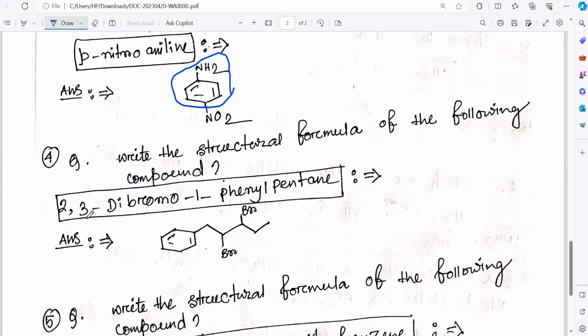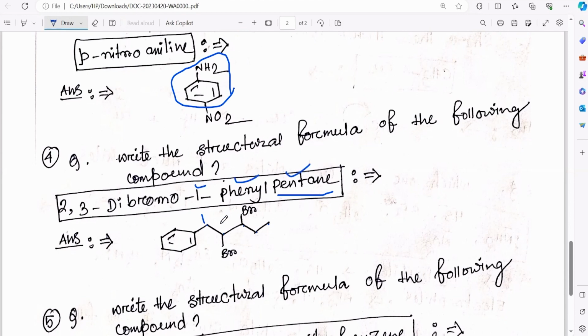Now they are asking to write down the structural formula of the following compound, that is 2,3-dibromo-1-phenylpentane. So first we'll draw the pentane. This is the alkane moiety, pent means 5 carbons. So 1, 2, 3, 4, 5. Now they are asking for one phenyl. So on carbon number one we will put a benzene ring. That is a phenyl. So this part is done. In one position, it is done.